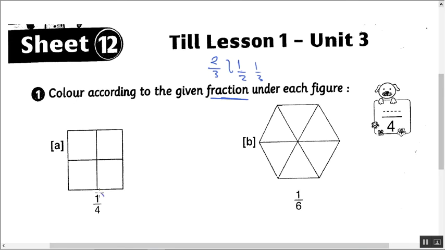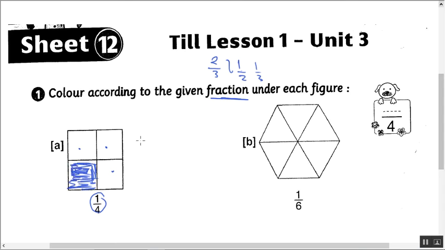The fraction here equals 1 over 4. How many parts are here? Count 1, 2, 3, 4. And here he said 1 over 4. He wants to color only 1 from 4. We can choose any part. We can color any part as you like, but we must color only one part, like this form.